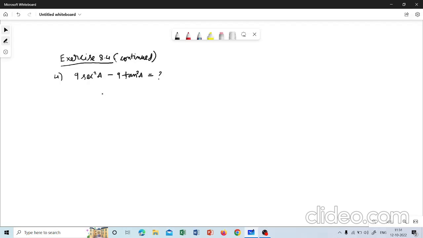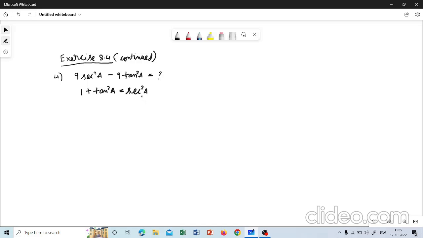This video is from the fourth problem in exercise 8.4. So this is 9 secant square a minus 9 tan square a. What is the value? As you would have predicted, we can substitute secant square a. We can put it using the identity, again starting with the identity 1 plus tan square a is equal to secant square a.